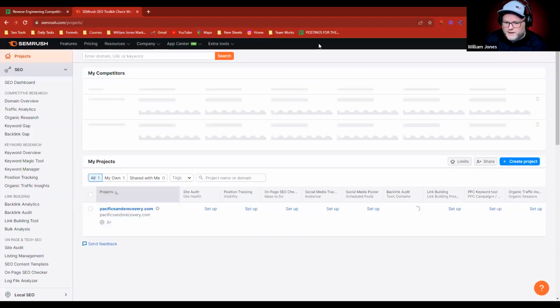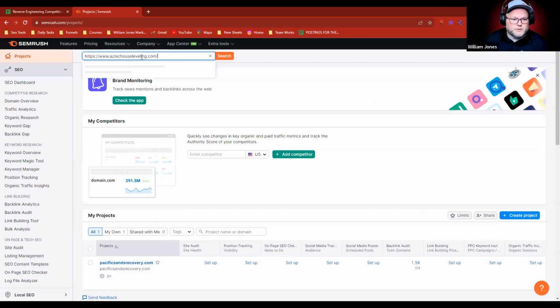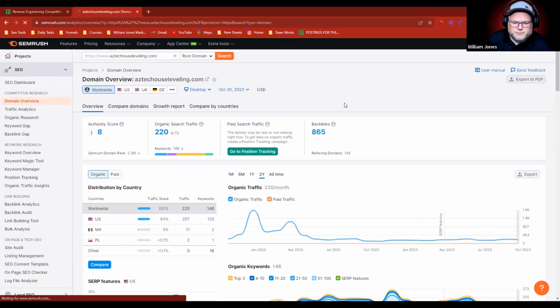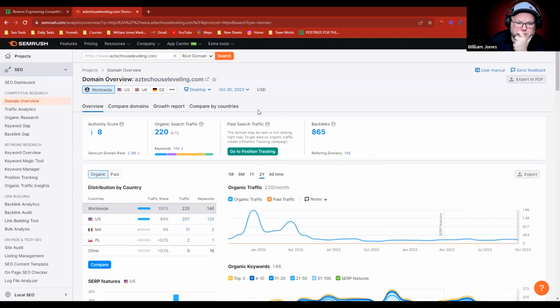I know there's a lot of hate on SEMrush right now, just the sheer fact of how much money it costs, and they keep bumping the price up and up and up. But it's still a good tool. All right. So in my opinion, this is not necessarily someone I would be looking at, but we'll take it just for the purpose of this.